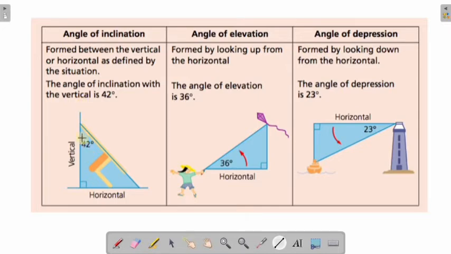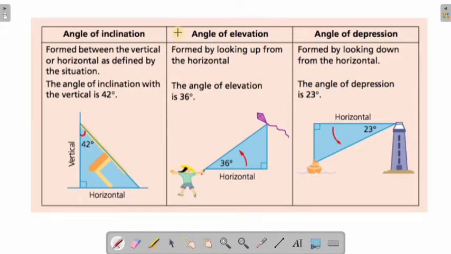For example, in the diagram, see there is a chair. This chair is making an angle of 42 degree with the vertical, isn't it? So this angle is given to be 42 degree. That means the chair is inclined with the vertical line but not with the horizontal line. Is that clear? So this is called angle of inclination, and it is defined by the situation.